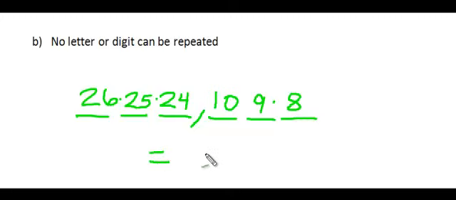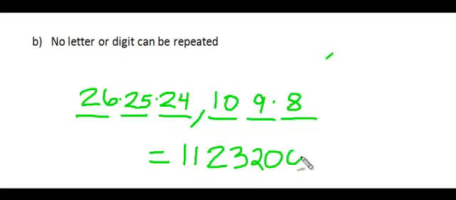Grabbing the calculator, and we get 11,232,000. So we have 11,232,000 choices when we have restrictions. So we have fewer license plates that we can make when we make restrictions, which makes sense.